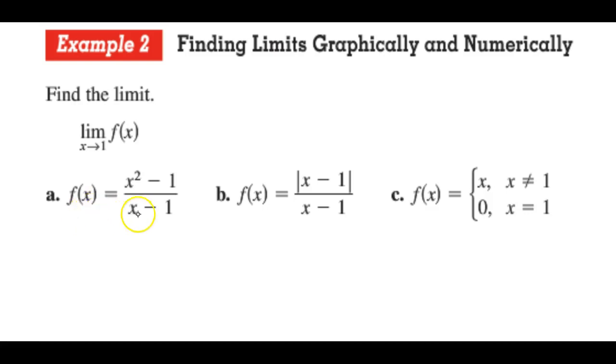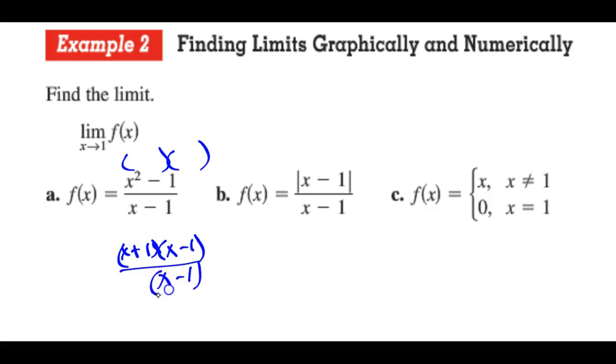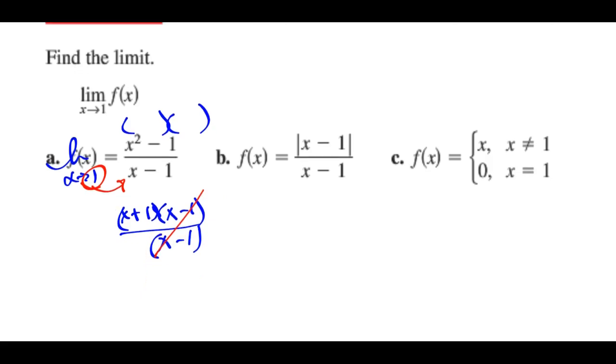For example 2, part A, you could factor this thing. It's called the difference of two squares. So x plus 1 and x minus 1 divided by x minus 1. Why wouldn't I evaluate the limit as x approaches 1 from the get-go? Well, because if you were to throw in a 1 here, you get 1 minus 1 in the denominator, and that's not good because you can't divide by 0.